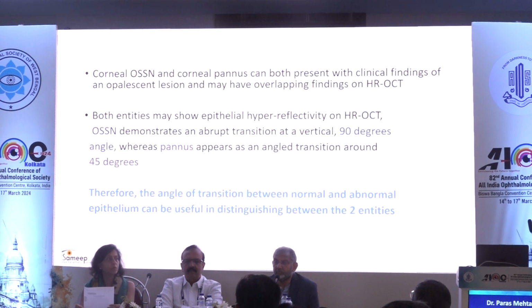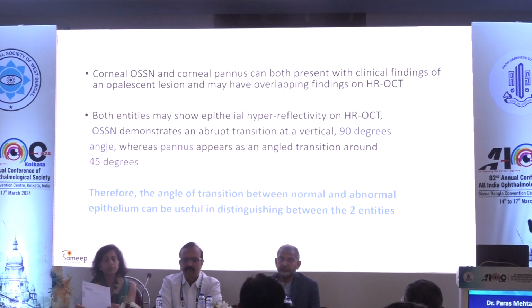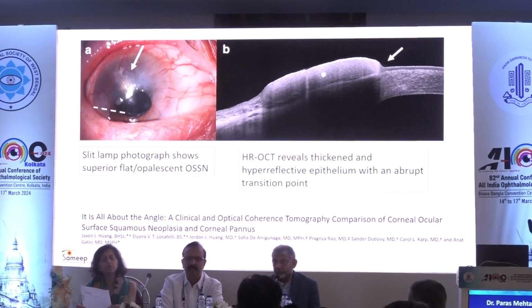Corneal OSSN and corneal pannus can both present with clinical findings of an opalescent lesion and may have overlapping findings on HROCT. Both entities may show increased epithelial layer reflectivity on OCT. OSSN demonstrates an abrupt transition at a very vertical area, almost a 90 degree angle, whereas pannus would appear as an angle transition around 45 degrees. Therefore, the angle of transition between normal and abnormal epithelium can be useful in distinguishing these features.